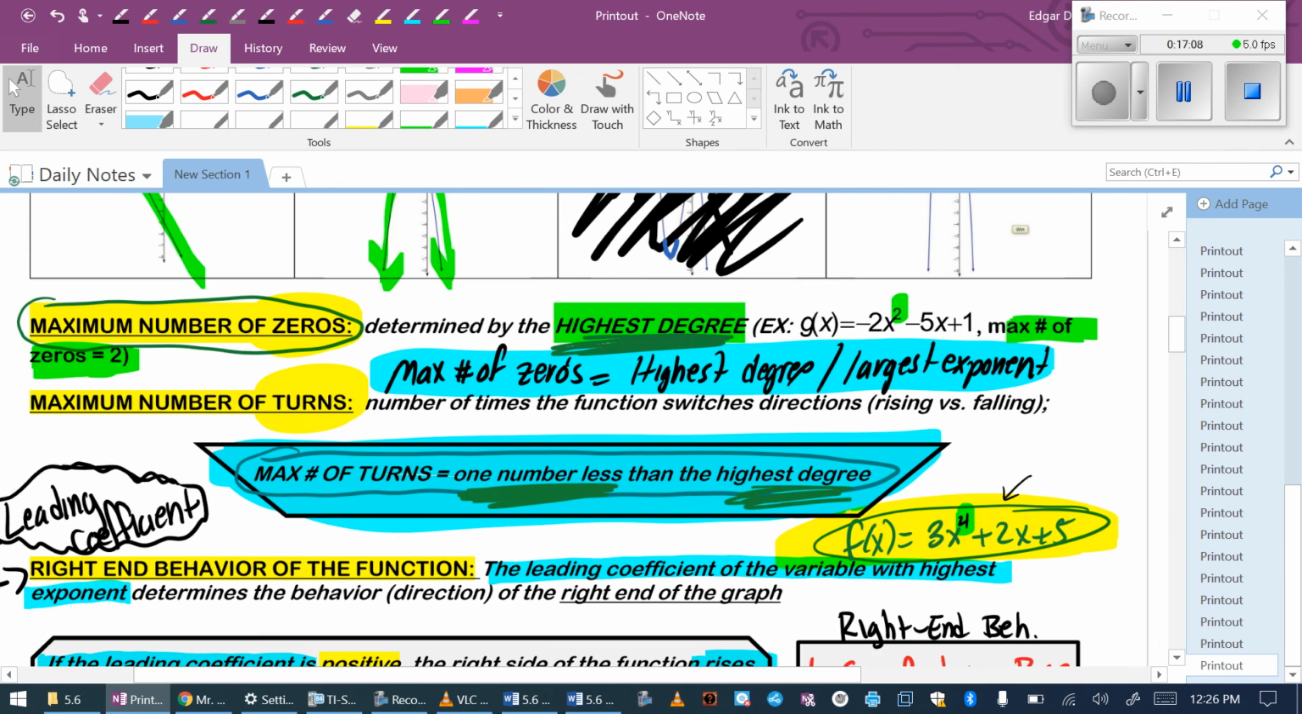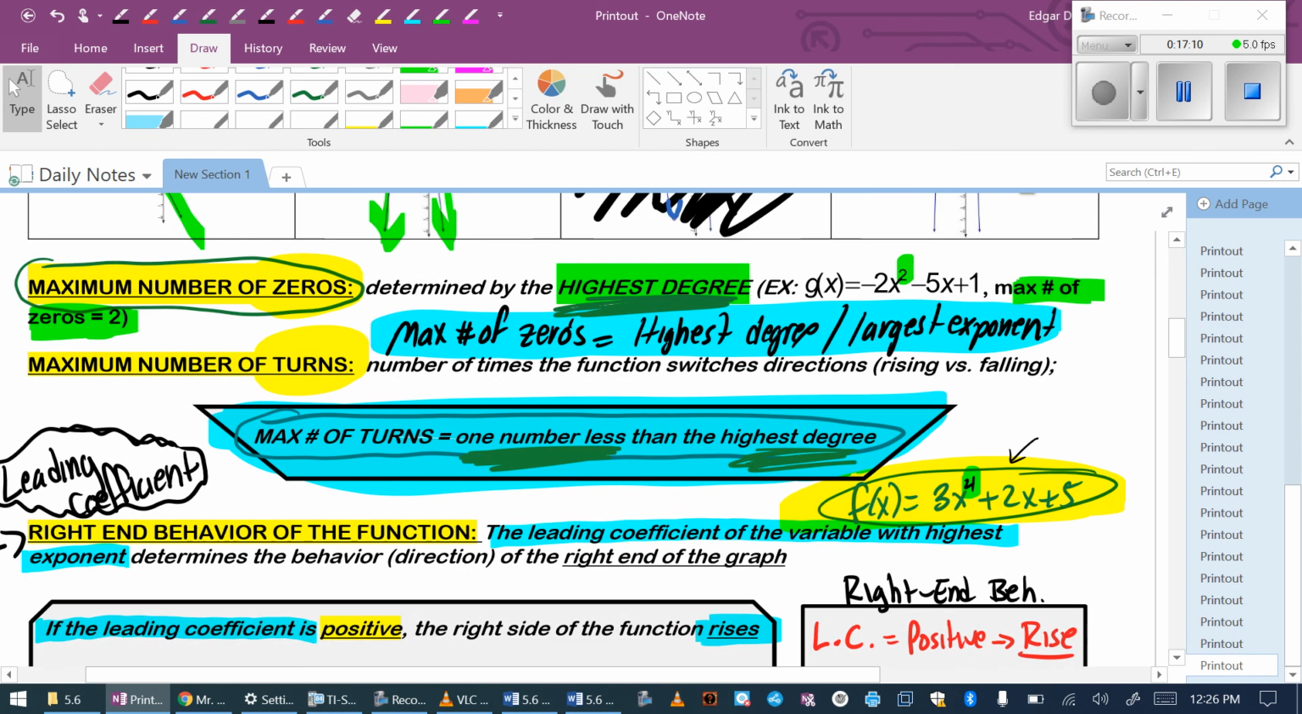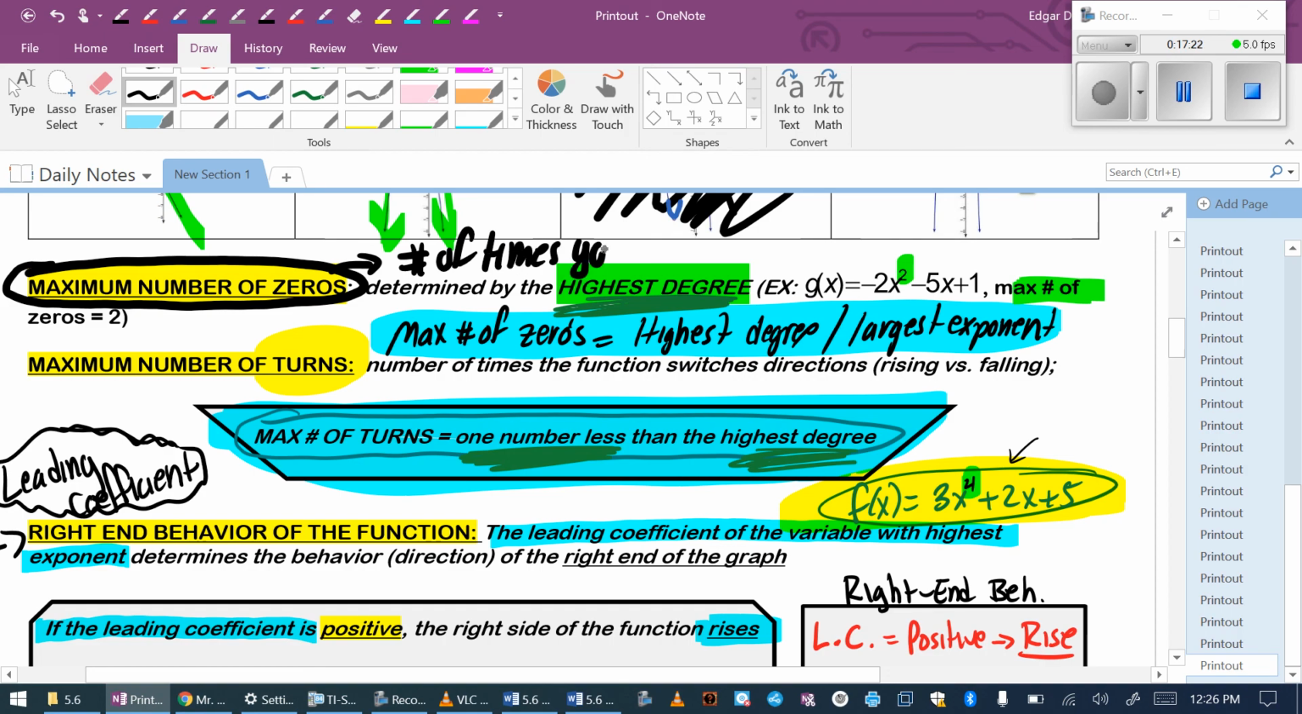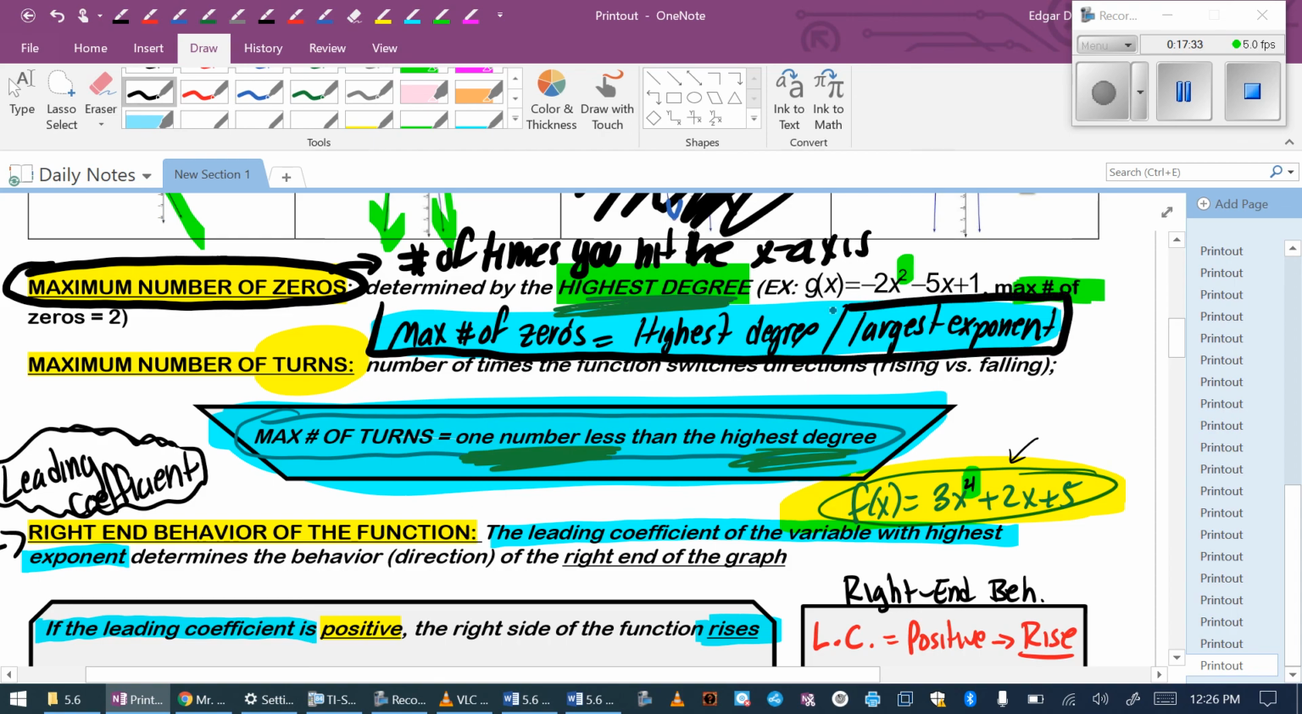And I apologize for all my markings here, but here we go. One more time, guys. If you are looking for the max number of zeros, remember the number of zeros, guys, is the number of times you hit the x-axis. So if I want to know the number of zeros, well, here it is. The max number of zeros is always equal to the highest degree.